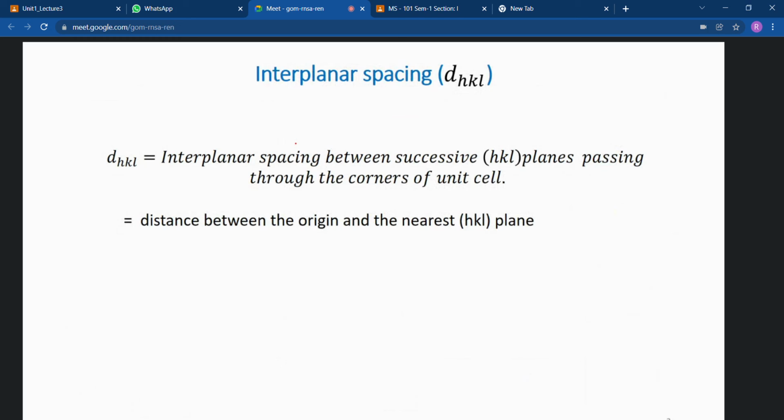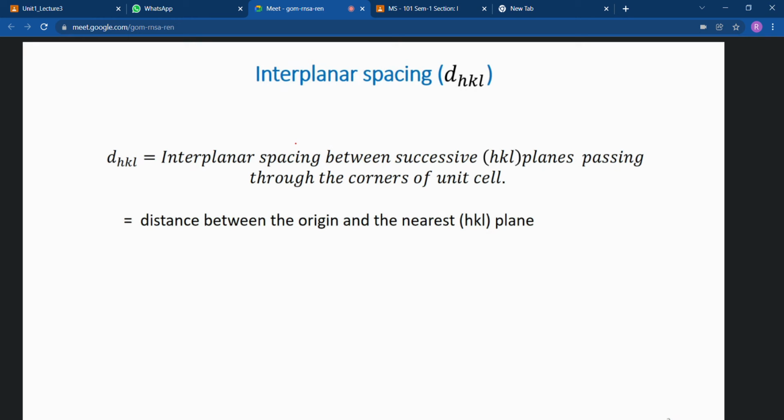So why are we studying these X-rays? Or why are we studying the X-ray diffraction? We are studying it because we want to know about the structures of crystals. So whether it is cubic, tetragonal, orthorhombic, monoclinic, or whatever the crystal structure it has.